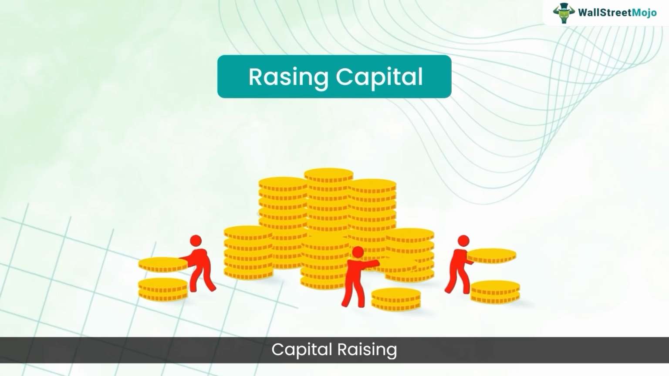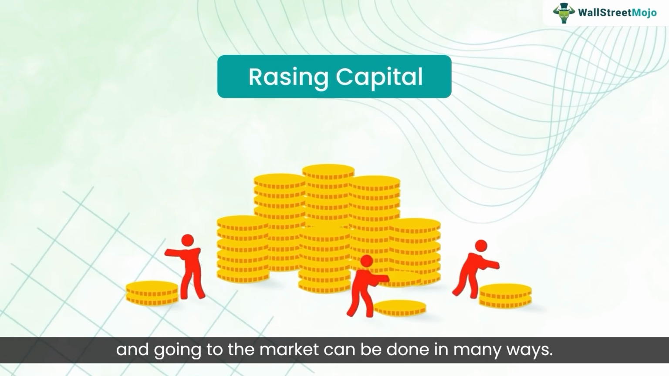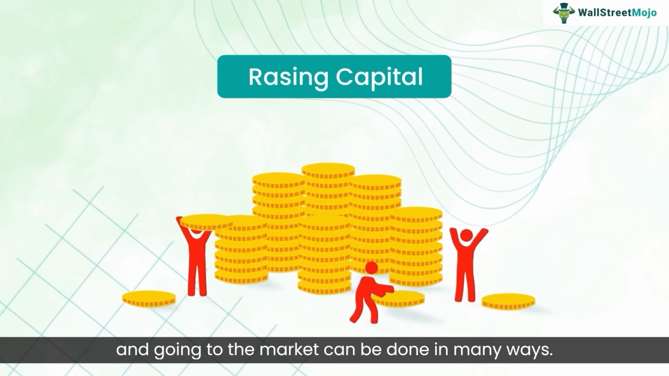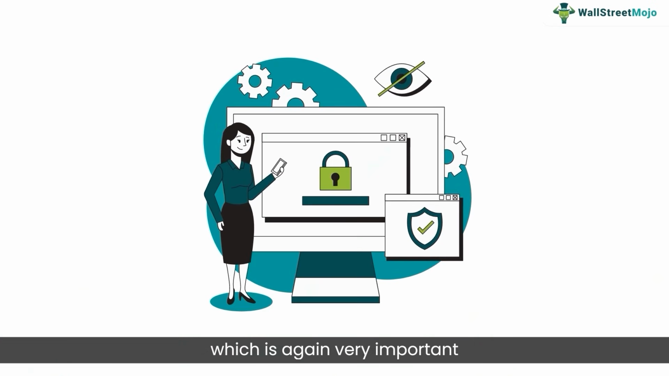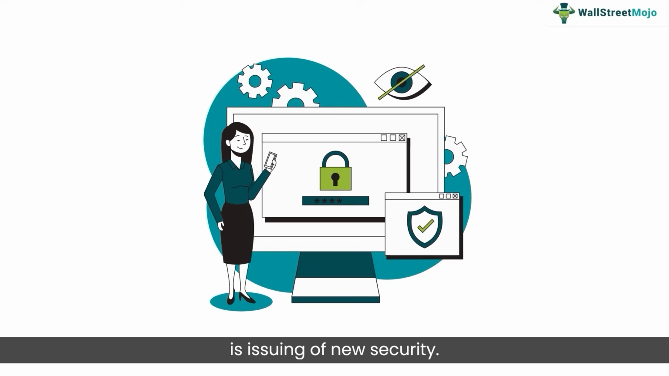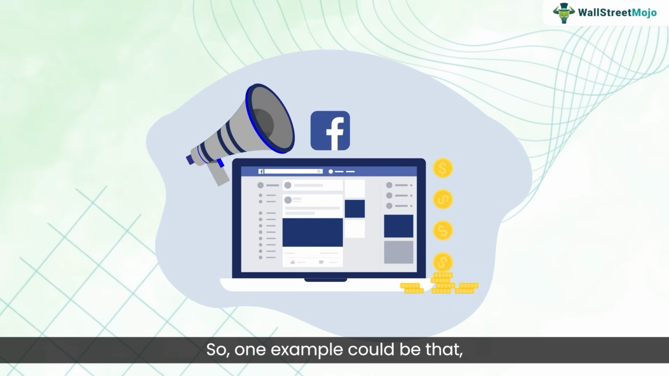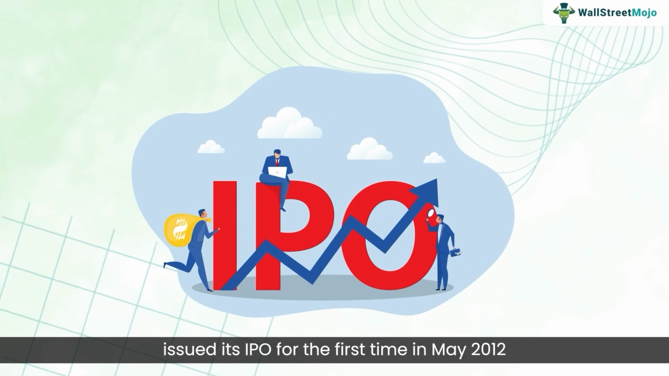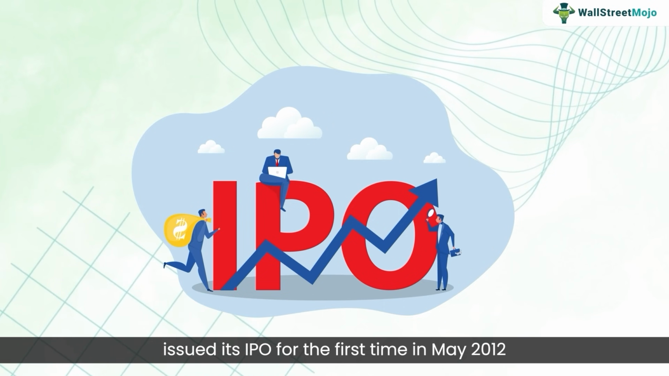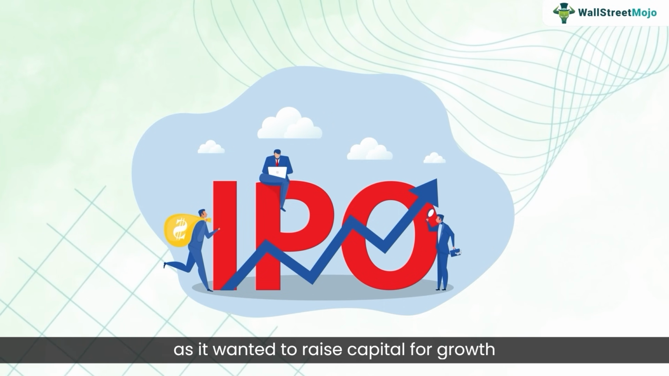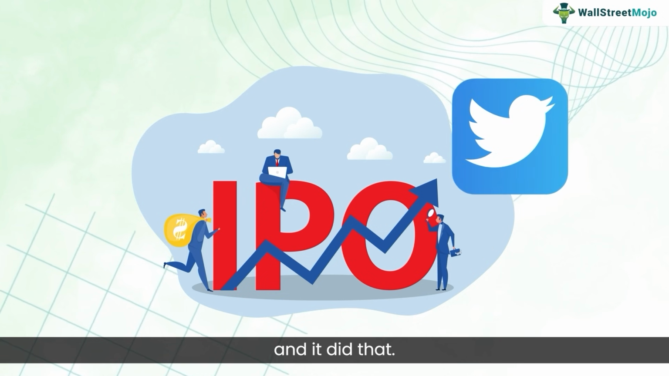So capital raising and going to the market can essentially be done in many different ways. The first one, which is again very important, is issuing new securities. One example could be that of Facebook, which issued its IPO for the first time in May 2021 as it wanted to raise capital for growth, and it did that, right?